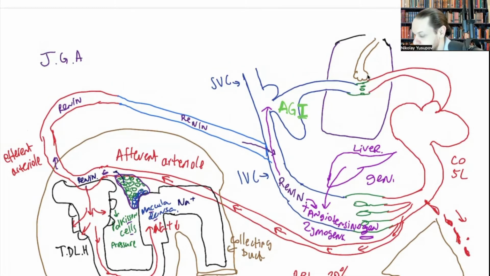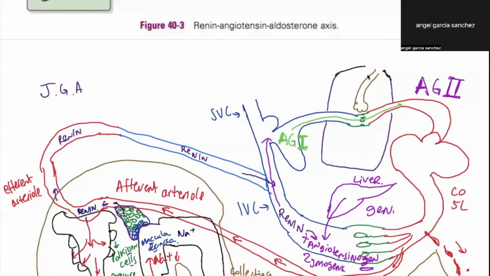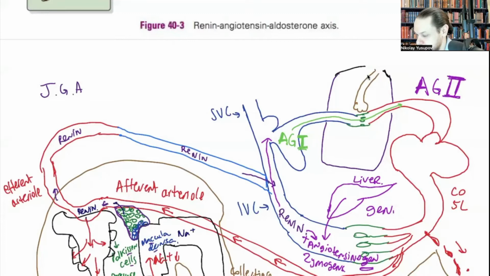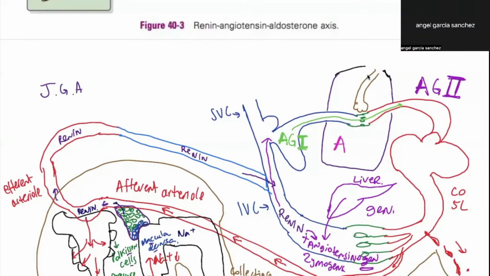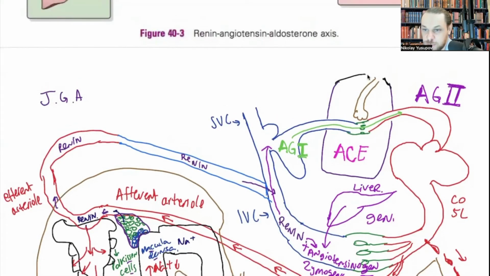Then, as angiotensin 1 passes through your lungs, there's a very special enzyme that's going to take this angiotensin 1 and convert it into angiotensin 2. Can anyone tell me the name of this enzyme? Is it ACE? ACE, right? What does ACE stand for? Angiotensin converting enzyme? Yeah, ACE is angiotensin converting enzyme. Very good. ACE is going to convert angiotensin 1 to angiotensin 2.